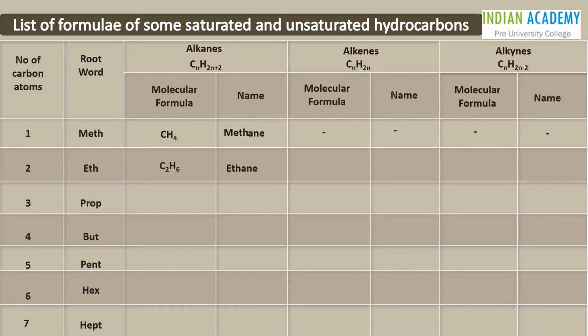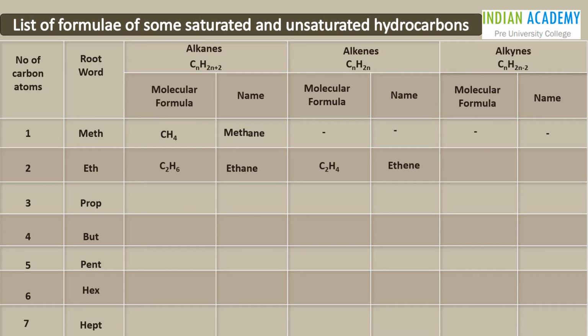If we put 2 in place of n in the general formula of alkenes, that is CnH2n, we get the molecular formula C2H4. Here, since we have 2 carbon atoms, the root word is eth, and since it is an alkene, we have to end it with ENE, so the name of the hydrocarbon is ethene.